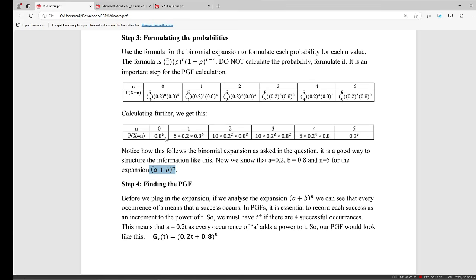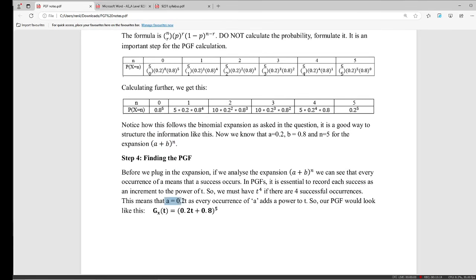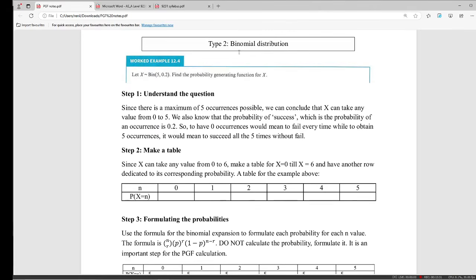So you can see that 0.2 doesn't exist here, then 0.2 increases, 0.2 has power 2 now, 0.2 has power 3, and so we can include 0.2t. So 0.2 times t, 0.2t whole squared, and you can see that 0.2 is also increasing in powers as t is increasing in powers. So we have to reorganize our data as a equals 0.2t. So every occurrence of a increases the power of t. So a PGF would look something like this. Once again, interchangeable, you can put 0.8 and 0.2t. It really wouldn't matter as long as you get the final answer right. So that's for binomial distribution.